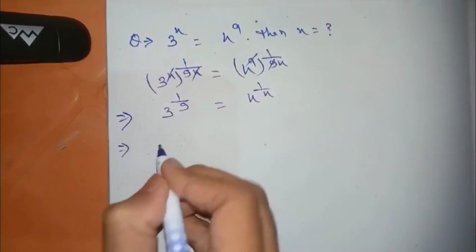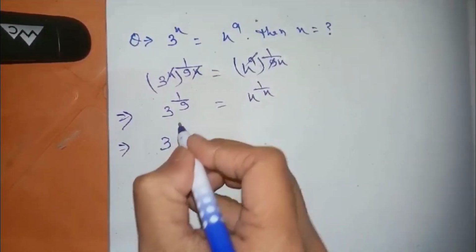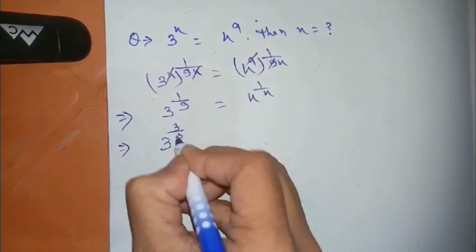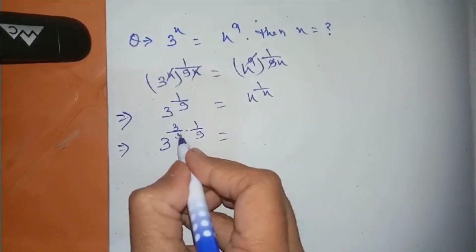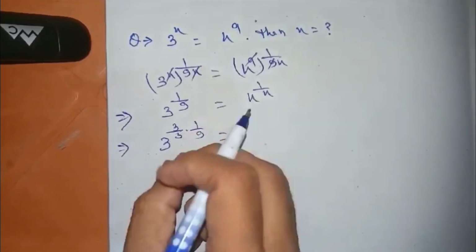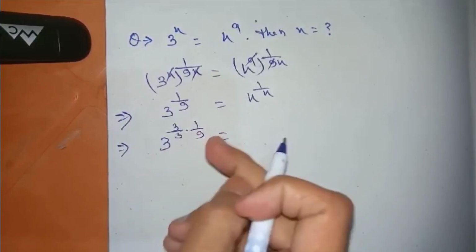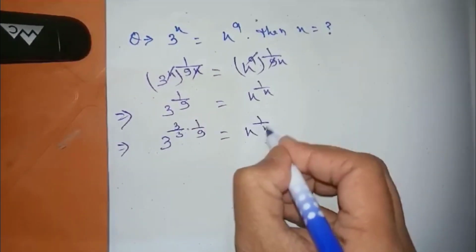Now listen to what I am doing. We are multiplying 3 by 3 in 1 by 9, because there will be no difference: 3 by 3 will cancel, and 3 to the power 1 by x will remain the same. So 1 by x.